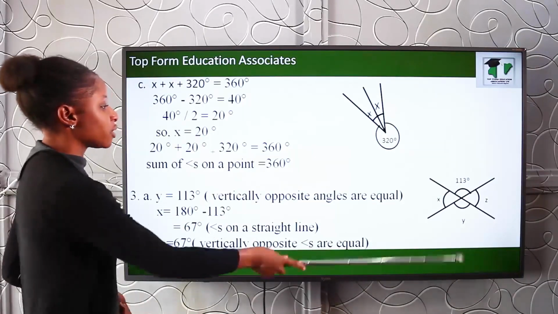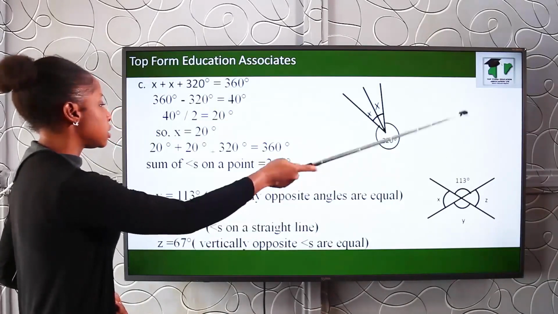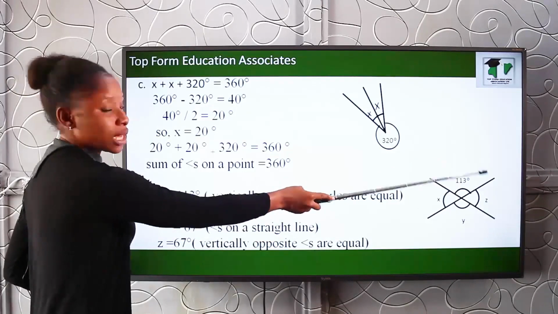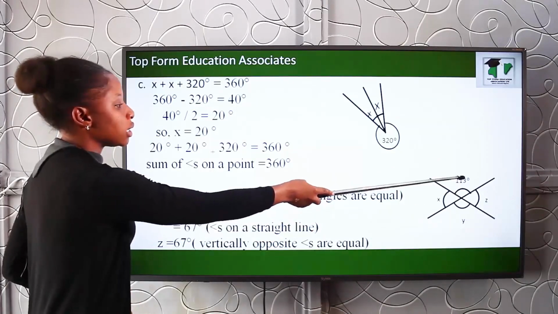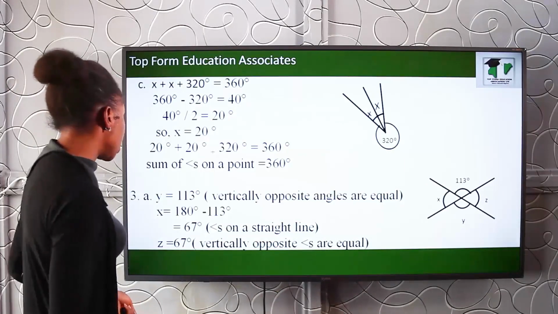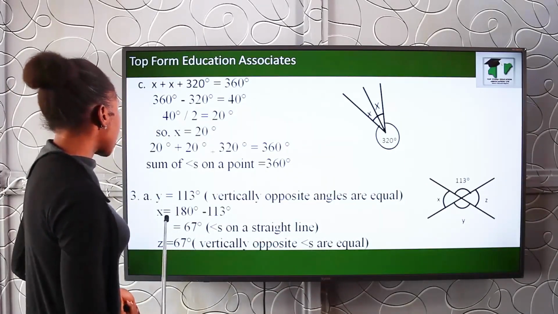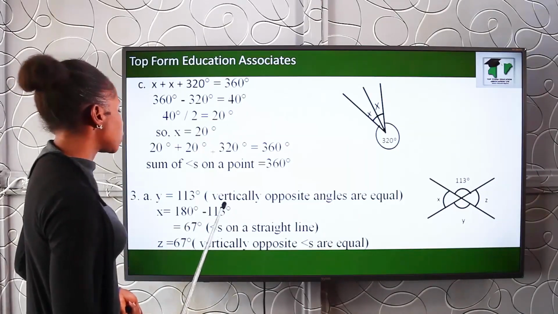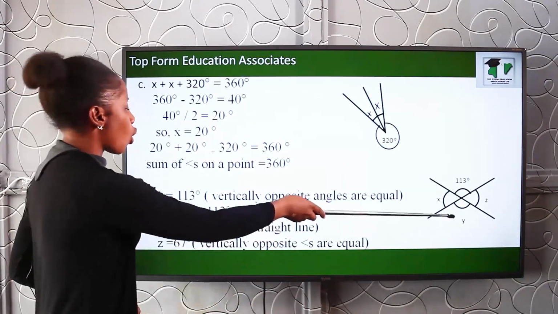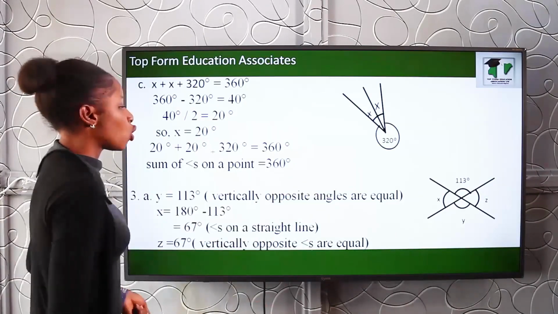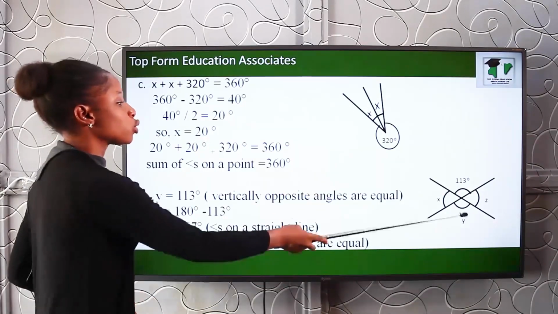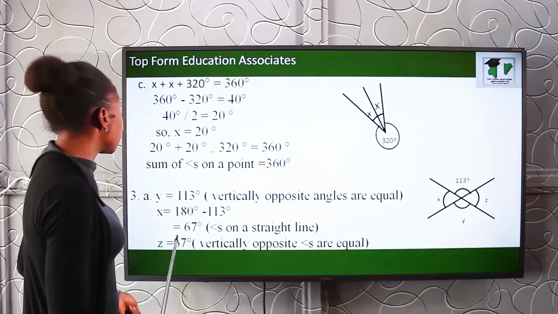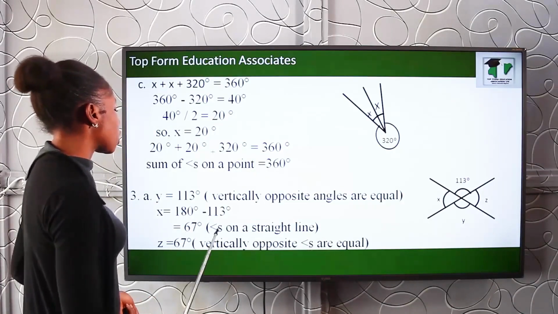Now, number 3, we're asked to find the value of x, y, and z in this diagram. Remember that we said vertically opposite angles are equal. So y is easily 113 degrees and x is 180 degrees minus 113. Remember, we said that angles on a straight line add up to 180 degrees. So simply we're going to subtract 113 from 180 degrees, giving us 67. And the reason is angles on a straight line.